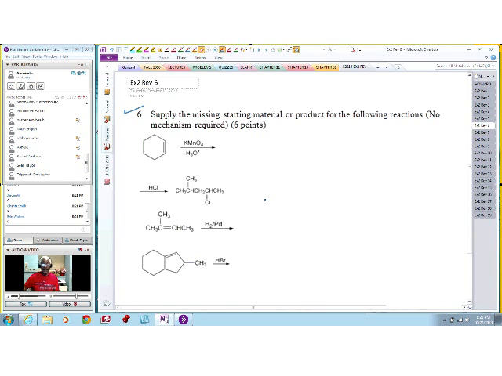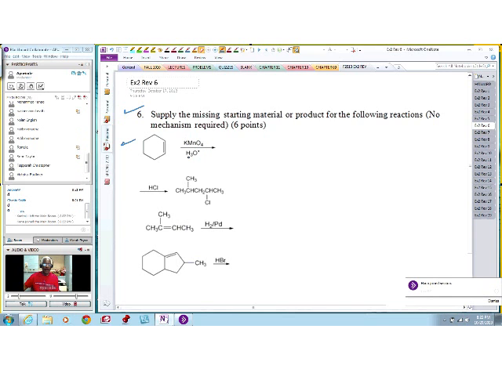What this question wants you to do, of course, is to supply the missing starting material or product for the following reactions. Now, once again, this is a question of knowing your reagents. So I need to keep saying this. You must know your reagents. So let us do this. This carbon-carbon double bond in cyclohexene will react with this reagent here. What product do you expect to get? Anybody? Is it ketones, carboxylic acid, aldehyde, or whatever?